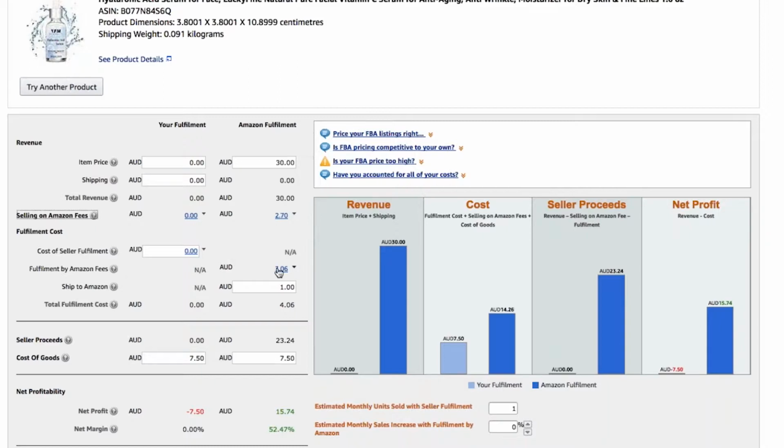Fulfilled by Amazon fees, that's what Amazon will charge you to send that product out. So our fulfillment costs $4.04. That includes our own cost to get the product from our factory into Amazon. Cost of goods, seller proceeds, gives us our net profit and our net margin as well.